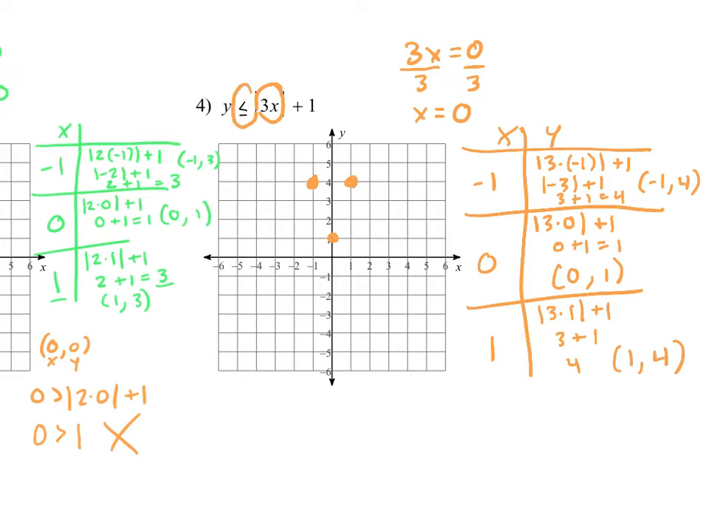We look at our sign here, see that it is a less than or equal to sign. So this means that it is a solid line, a solid V. So we connect our points with a solid V.